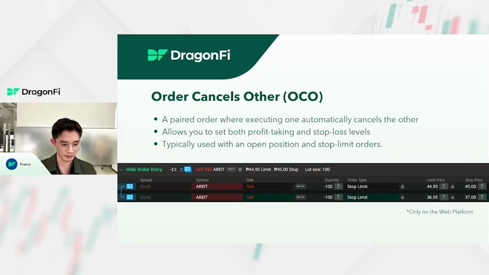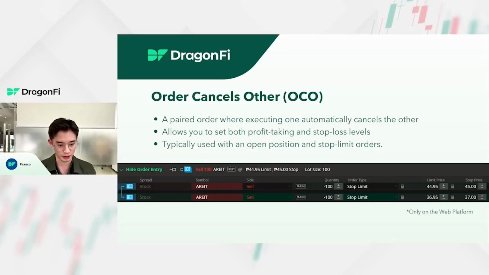Let's go on to the next advanced order type. So the next one is what we call an order cancels other. It's a more advanced conditional order, but make no mistake, it's simply just using two separate stop limit orders. So it works best when you have an open position and you use stop limit orders.